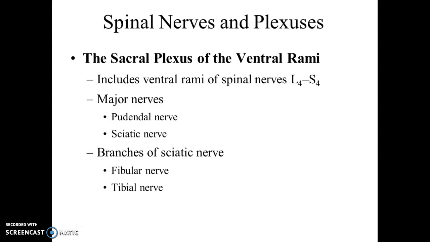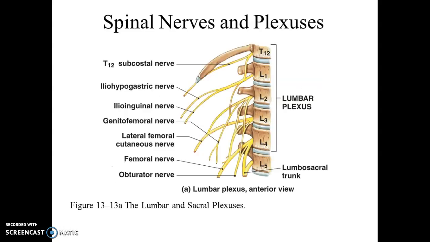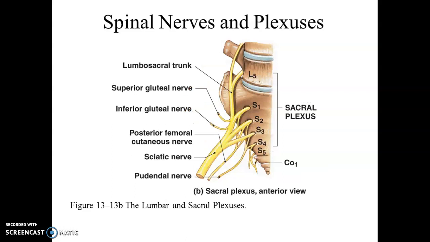Major nerves of the sacral plexus. Basically, there's two, pudendal and sciatic. But the big one that most people talk about is the sciatic. And the branches of the sciatic are the fibular and tibial. Common fibular and tibial. And just another picture of that. This is the sacral plexus with the sciatic nerve.